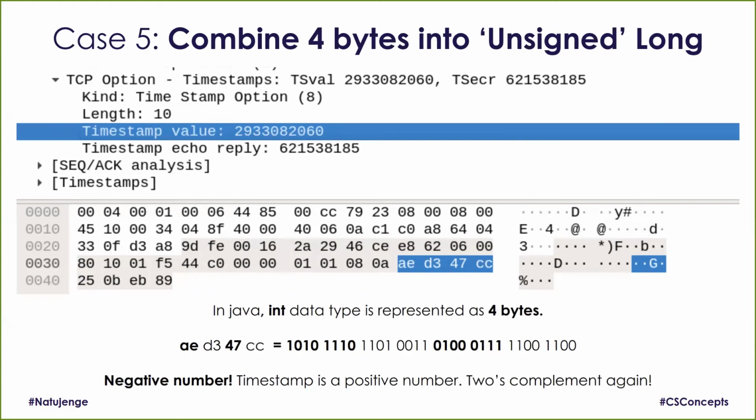So in Java, the int data type has 4 bytes, as I have mentioned earlier. Then we have AE, they can be represented like this. And you can see that the first bit is set to 1, meaning that this is a negative number. But you know timestamp is a positive number. And you know 2's complement complication comes again here. So what we're going to do is something similar to what we did in the previous slide. But in this case, we will now look at how to work with a long number.